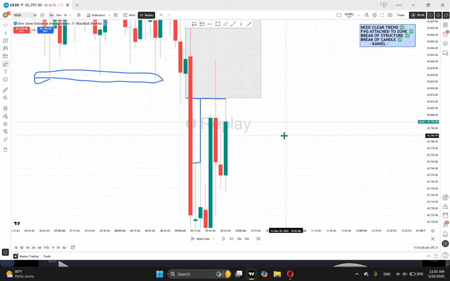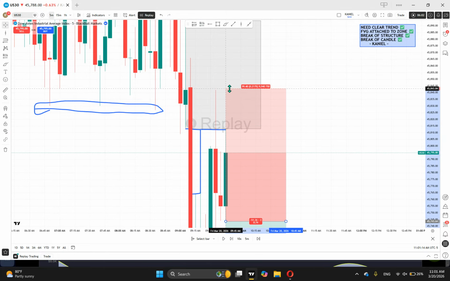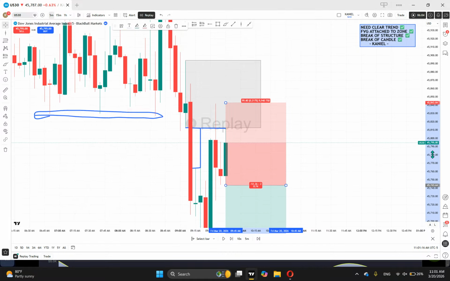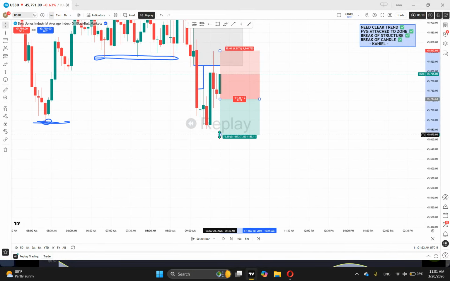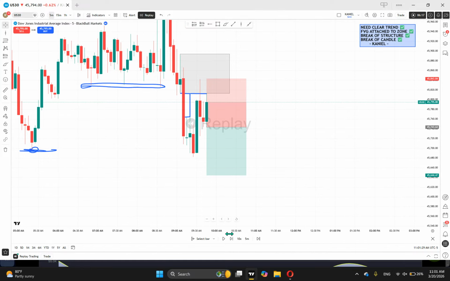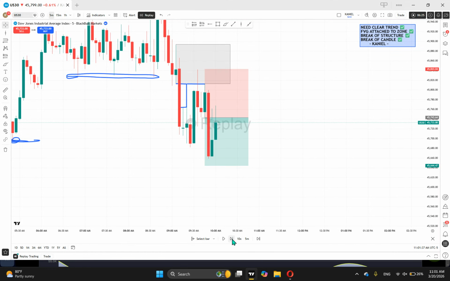So we'll enter right there and SL above the highest point if we are selling, and below the lowest point if we are buying. So we're aiming for a 1 to 1. The market almost hit TP with one candle, and then it was consolidating a bit and reversed straight to my SL.